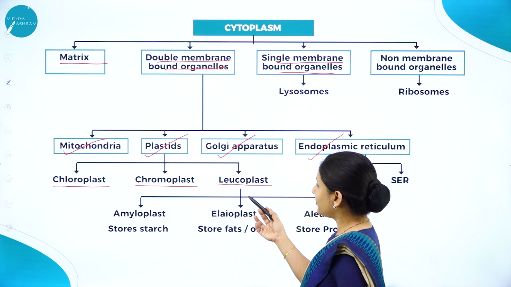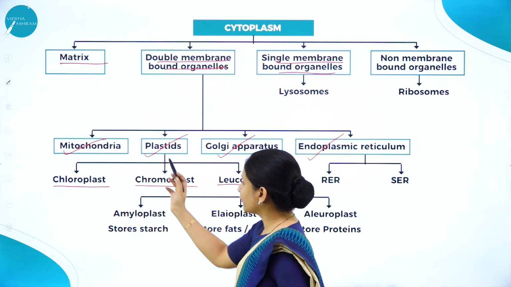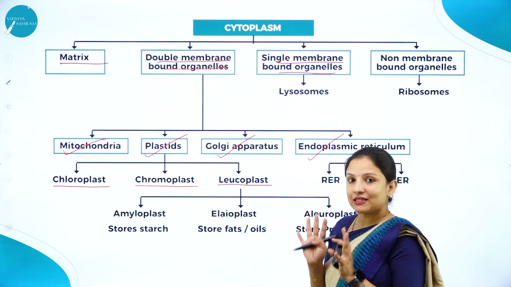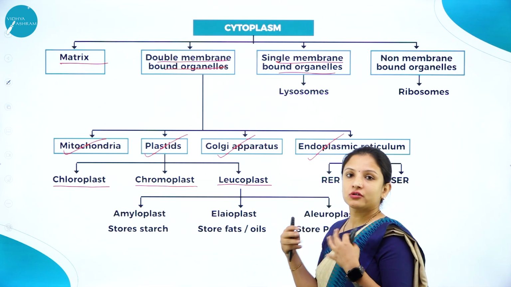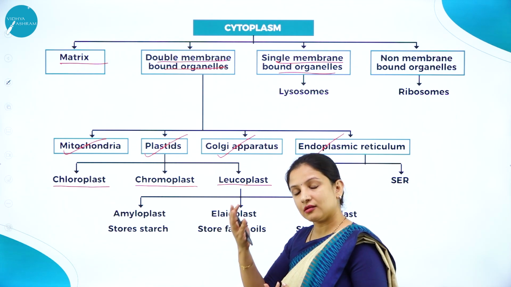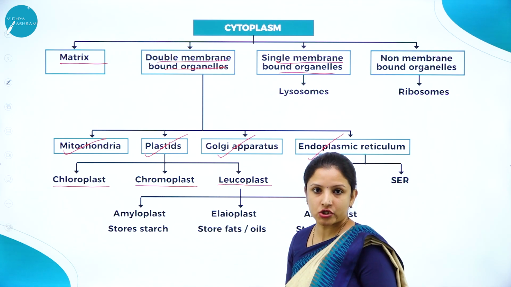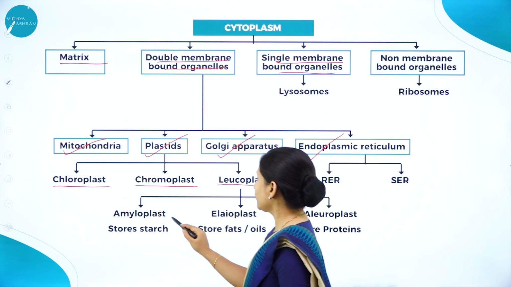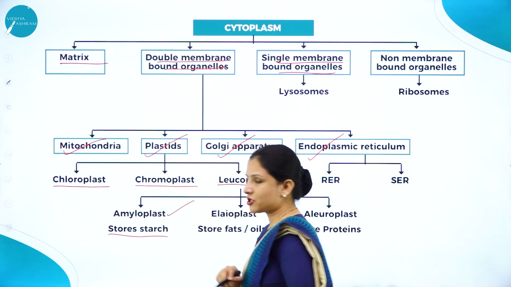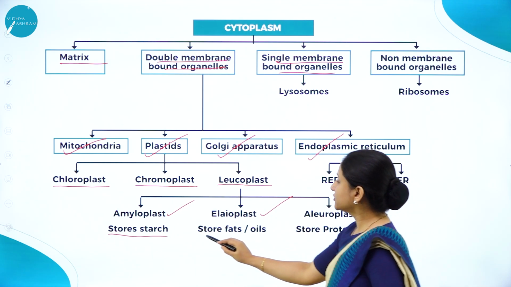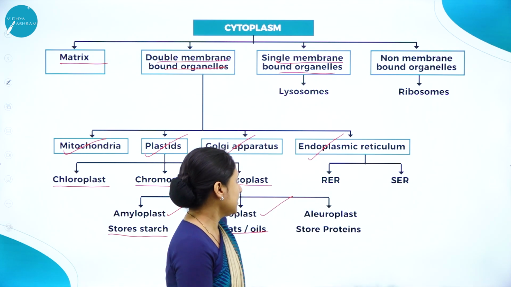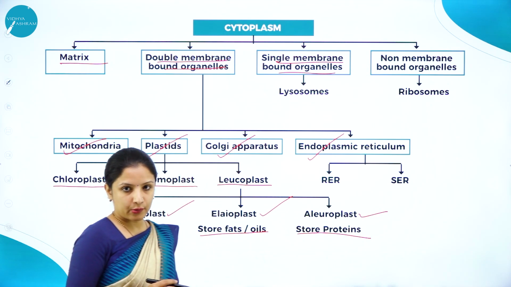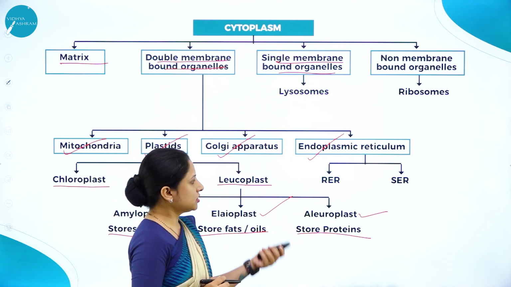Now these plastids, chloroplast and chromoplast, impart color to the plant. But leucoplasts are colorless plastids and do not impart any color to the plant, but they have another function of storage. Based on what material they store, they are divided into amyloplast, which stores starch, elaioplast, which stores fats or oils, and aleuroplast, which stores proteins. Aleuroplast is usually found in monocot seeds, so it stores proteins.